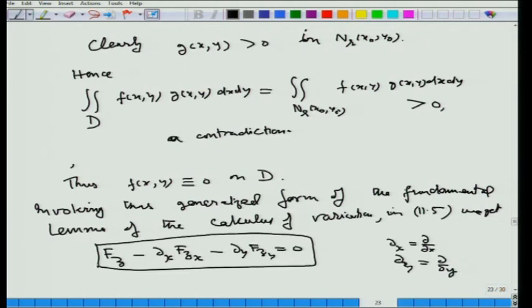This is known as the Euler-Lagrange equation, the more general form of the Euler equation here. So now we take various cases, various examples of this.